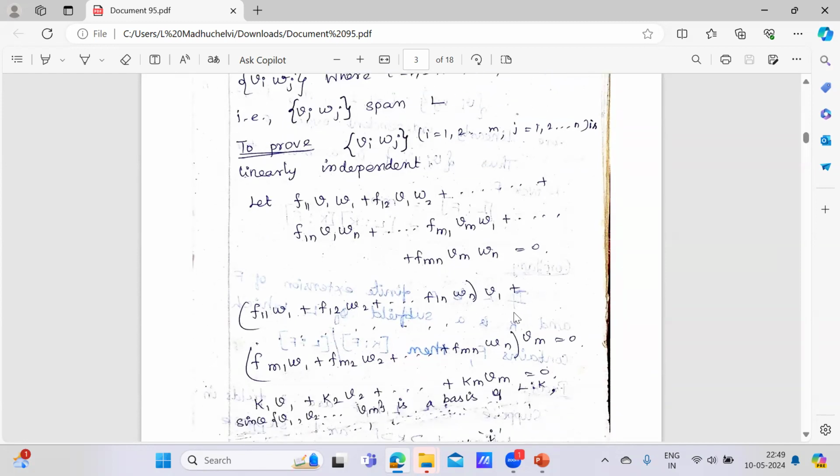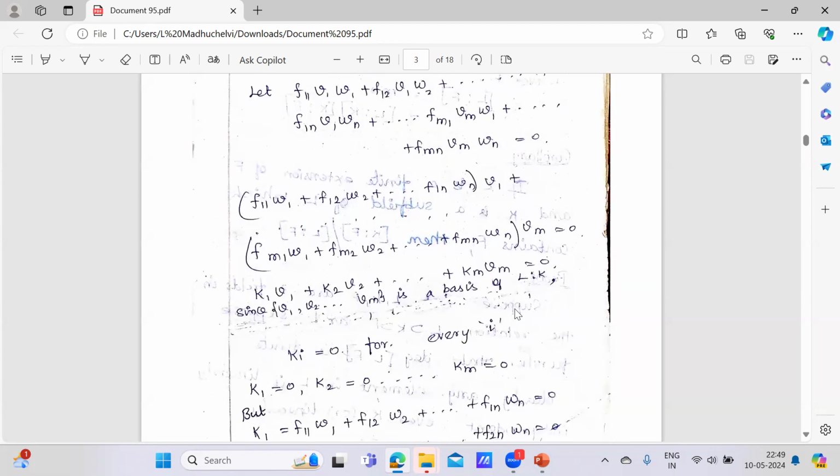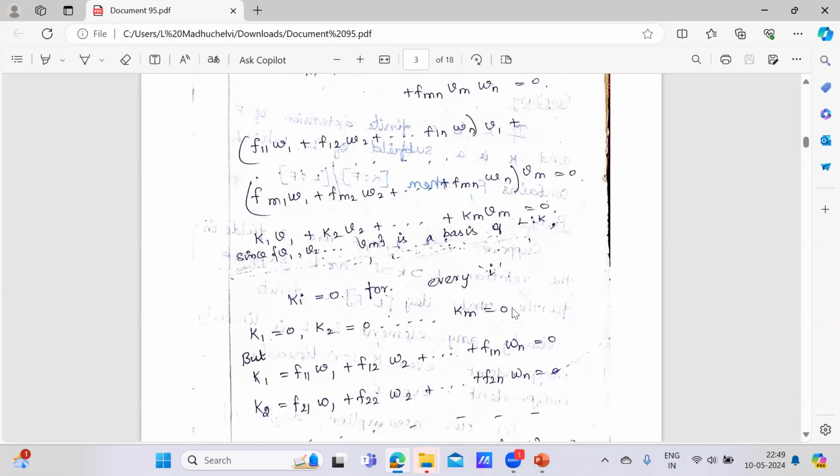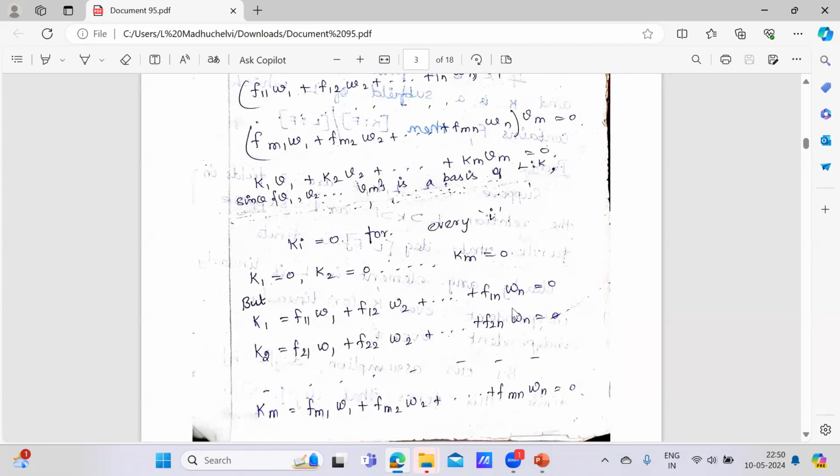For that, we can consider F11 V1 W1 plus F12 V1 W2 plus etc. plus F1n V1 Wn plus etc. plus Fm1 Vm W1 plus etc. plus Fmn Vm Wn equal to 0. That is, F11 W1 plus F12 W2 plus etc. plus F1n Wn times V1 plus etc. plus Fm1 W1 plus Fm2 W2 plus etc. plus Fmn Wn times Vm equal to 0. This implies K1 V1 plus K2 V2 plus etc. plus Km Vm equal to 0.